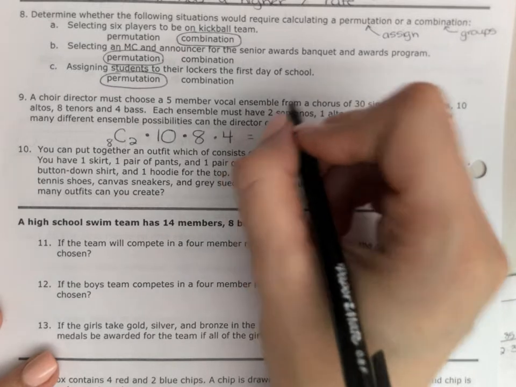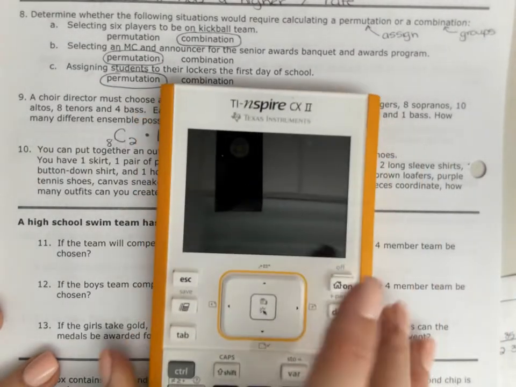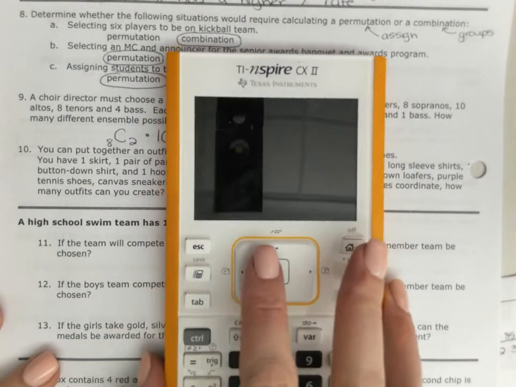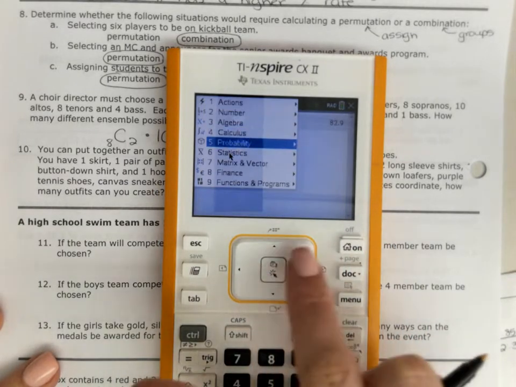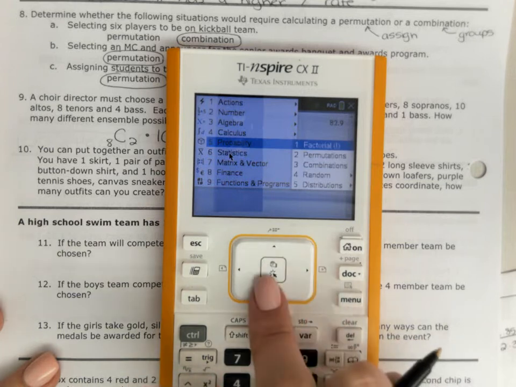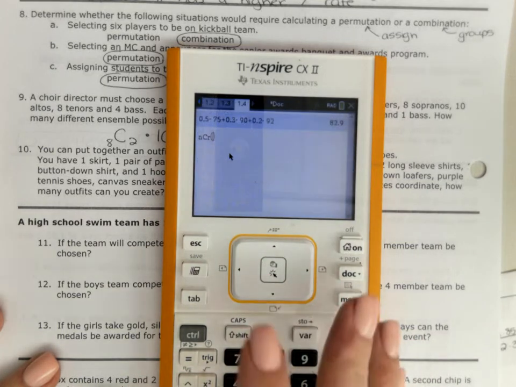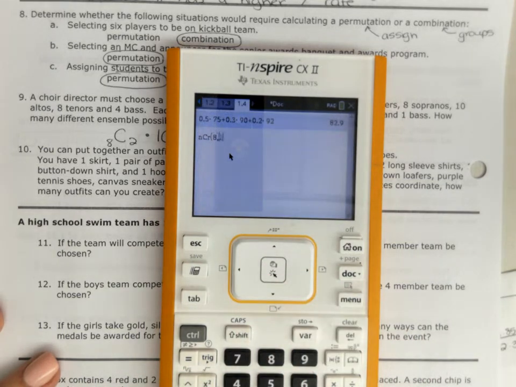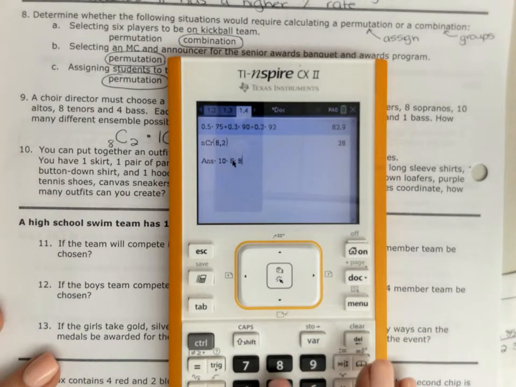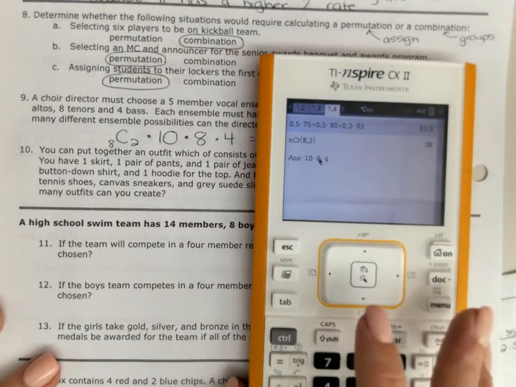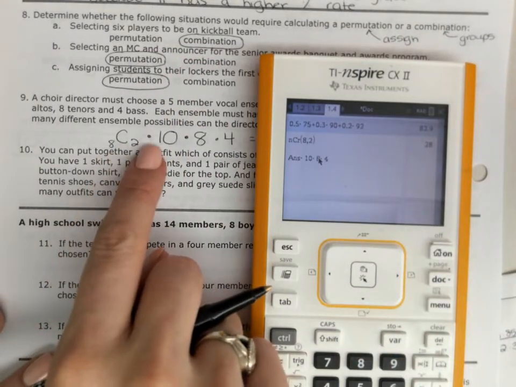So your final answer, when you type this in your calculator. And to do combinations on your new calculator, you go to the screen, you click Menu, Probability. This is a combination, and it's 8, 2. So that's 28 times 10 times 8 times 4.